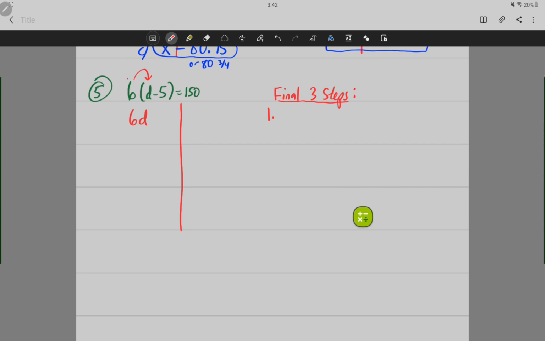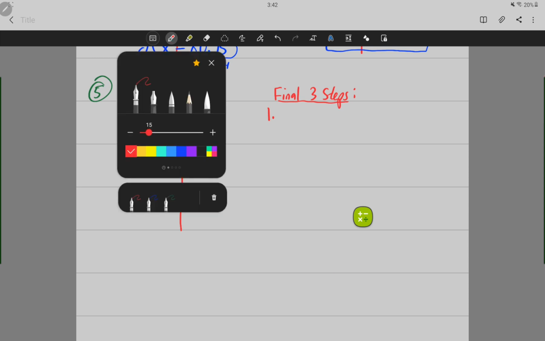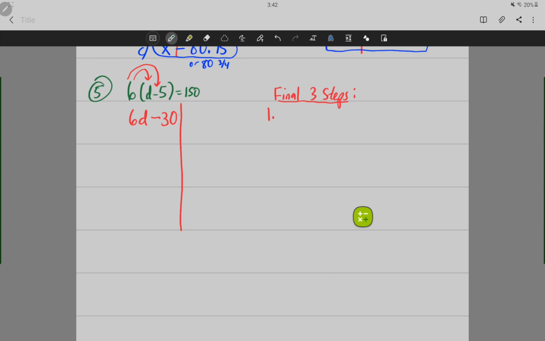We have to multiply this 6 this time by this term, which is, no, not 5. Notice I pointed to the operation, negative 5. So positive times negative is negative, and 6 times 5 is 30. So positive 6 times negative 5 is negative 30. Now we bring down the other side, equals 150. And now we can write what we just did.